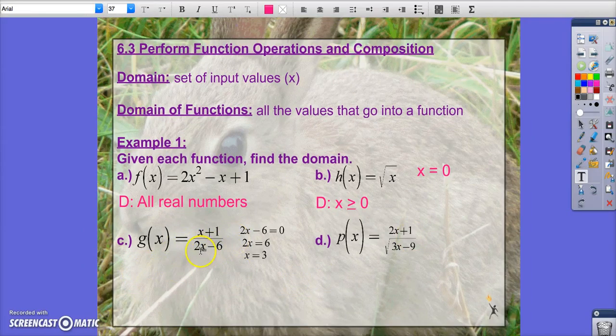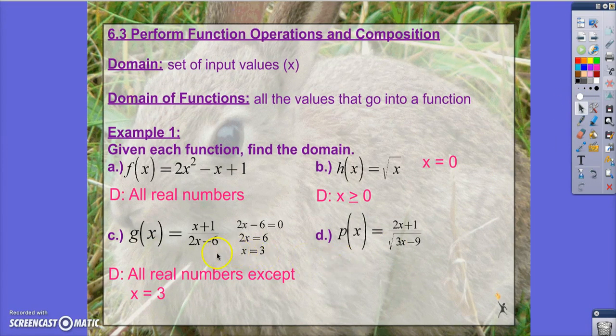So if I plug in 3, 2 times 3 is 6. 6 minus 6 is 0. The only number that will not work is 3. So my domain is all real numbers except x equals 3. That's how I write it. All real numbers except x equals 3. I could plug any other number in and it's going to work. It's going to give me a real number answer. It could be a decimal or a fraction. That's okay, but it'll be a real number, no imaginary.